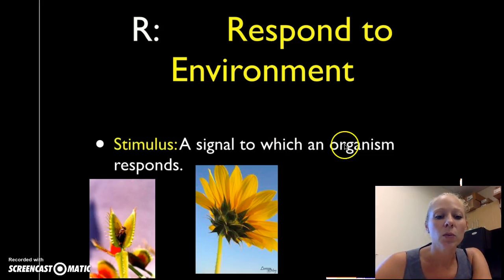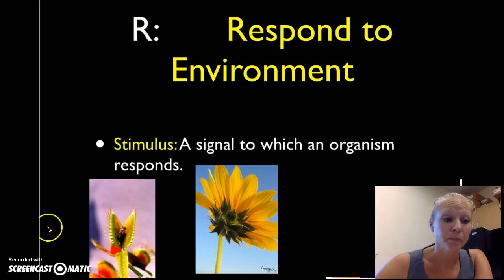And so if you see here, we have a picture of a flower. And you can see that the flower is turning towards the sun. That's because plants need sun. And so if it's facing it, it's going to be able to make more glucose through photosynthesis. And so it's responding to the stimulus, the sun. This is a Venus flytrap. Its stimulus is a fly, and the response will be to close on it.